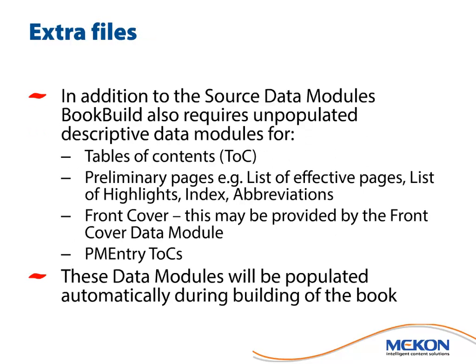Now, in addition to the data modules, which contain the actual data that we're going to work with, BookBuild also requires some unpopulated descriptive data modules, so that some of the automatically generated information can be attached to that file and incorporated into the book. So things like the table of contents, various preliminary pages like the list of effective pages, list of highlights and index abbreviation, they're all automatically generated.